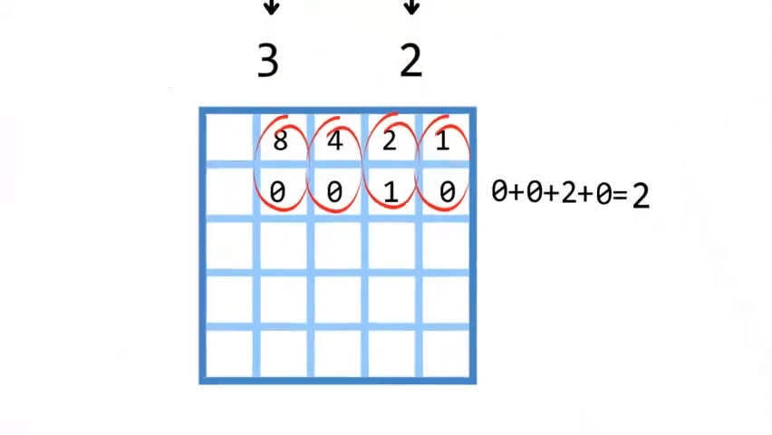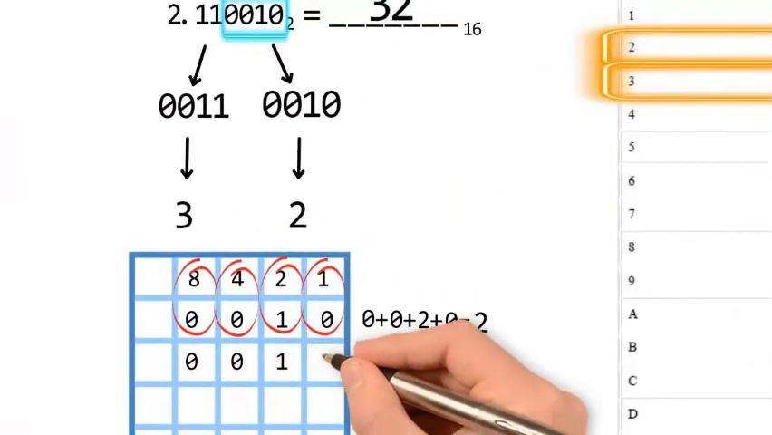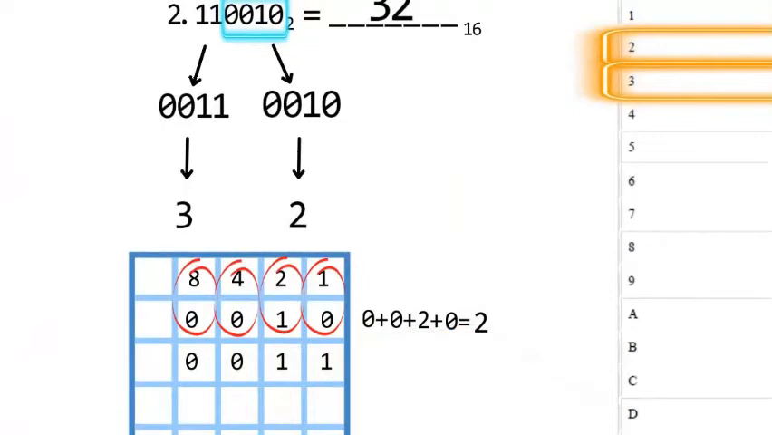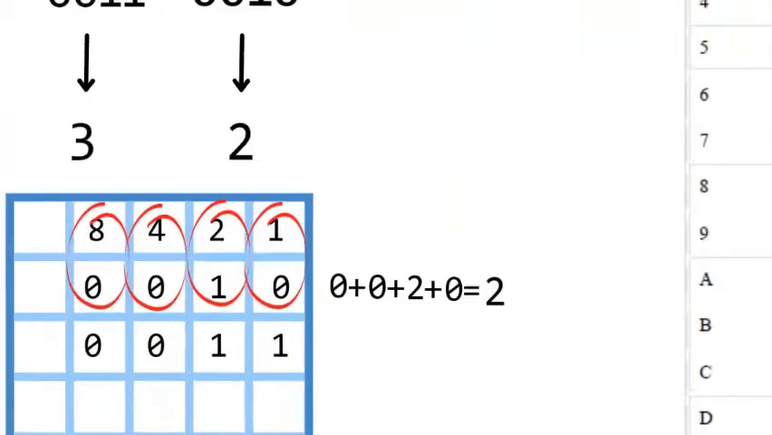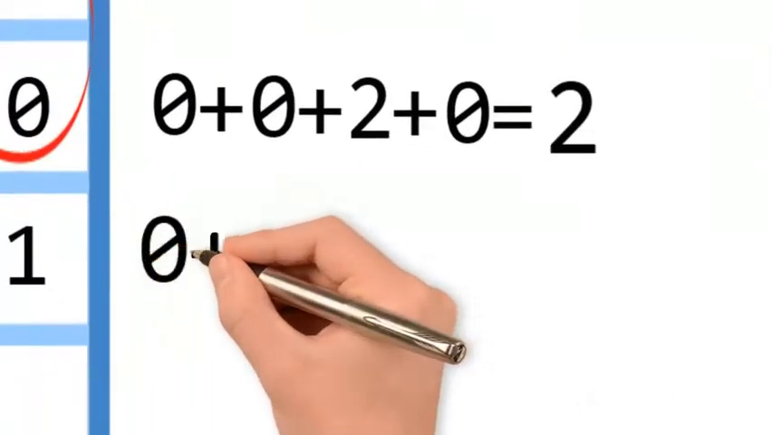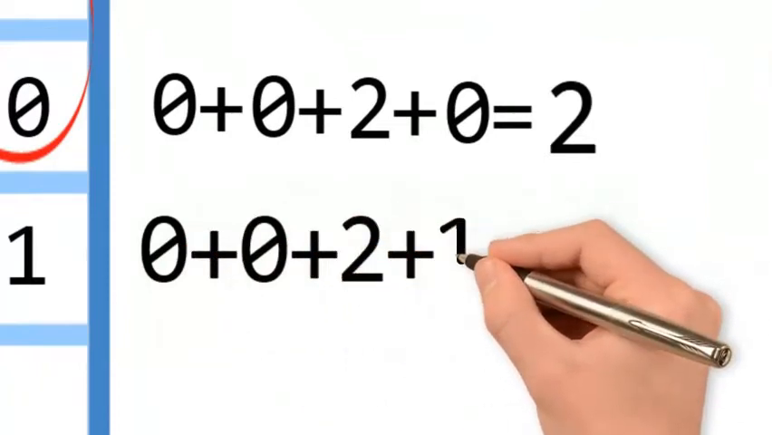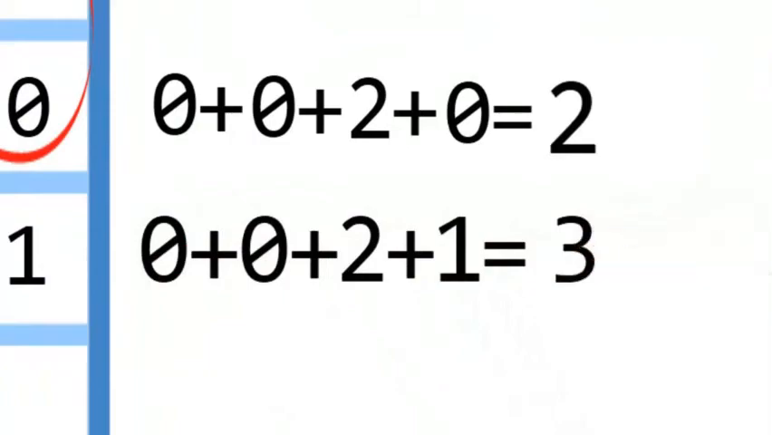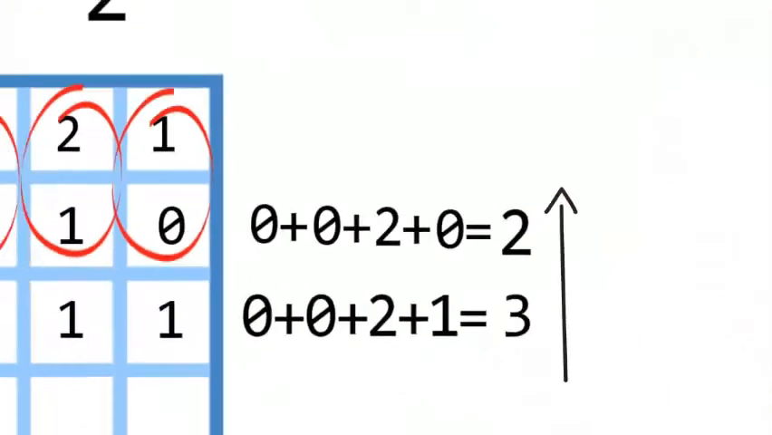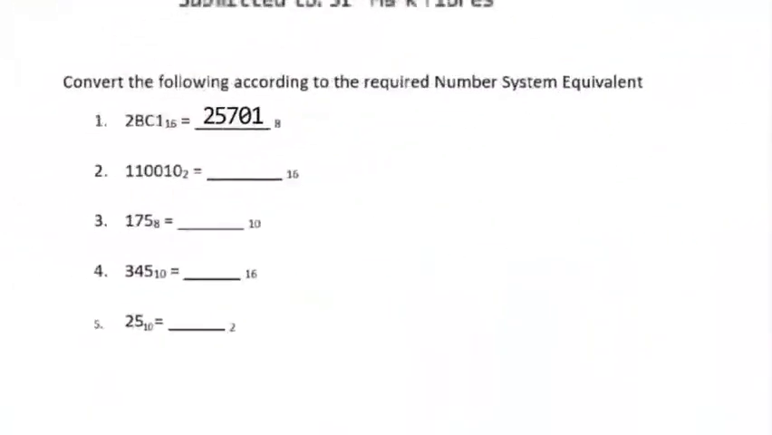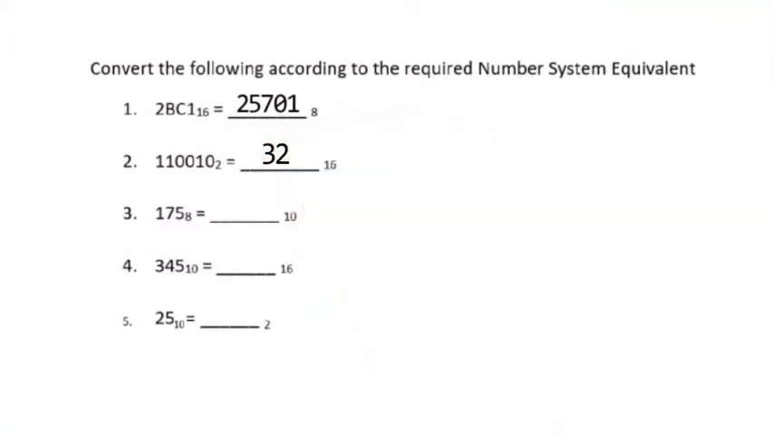So that's 2, and then for 0011, multiply 0 by 8, and 0 by 4, and 1 by 2, and 1 by 1. Then sum them up. We have 0 plus 0 plus 2 plus 1. So we have 3. So we have the same answer. So the final answer for number 2 is 110010 base 2 is equal to 32 base 16.